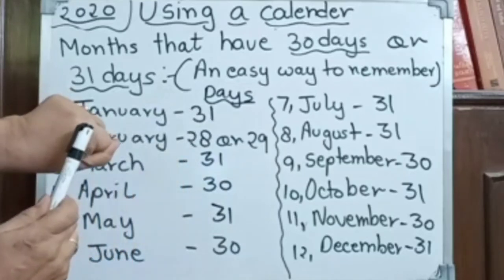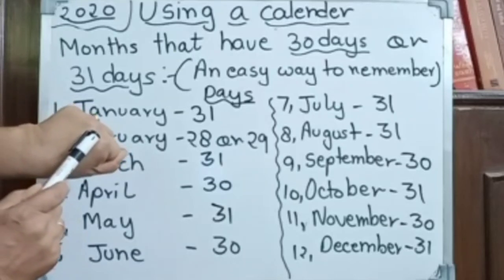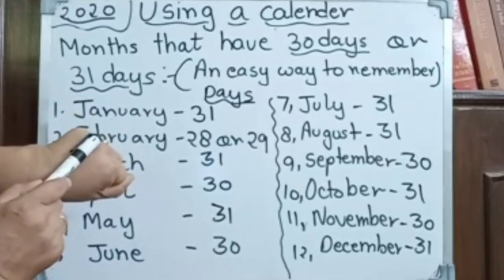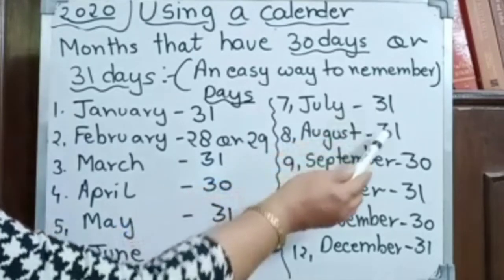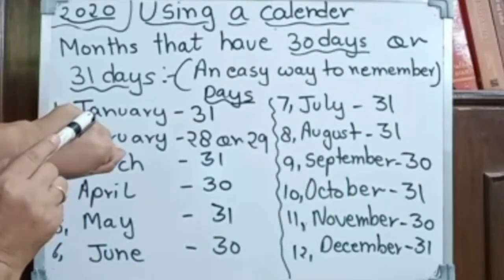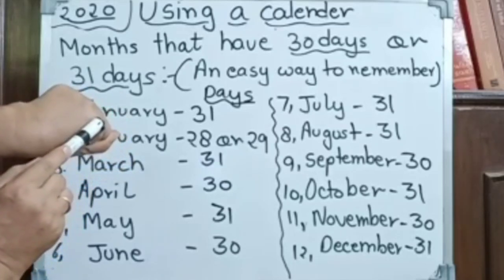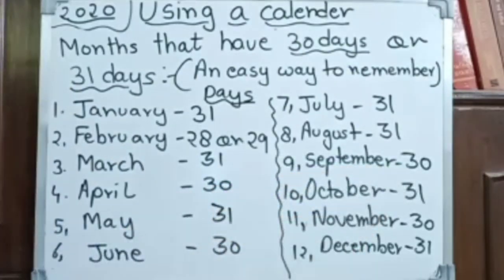Upper side of the knuckle we have 31 days, then Feb 28 or 29 days, then March 31, then April 30, May 31, June 30, July 31, August again 31. Here January, February, March, April, May, June, July, August, again upper side of the knuckle. So here again we have 31 days. September 30, October 31, November 30, December 31.